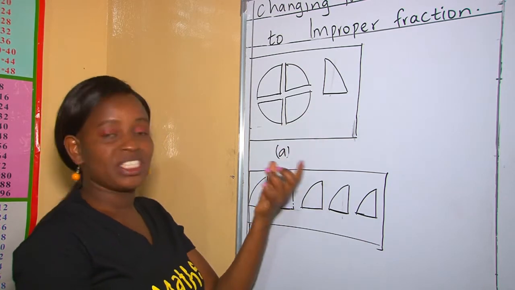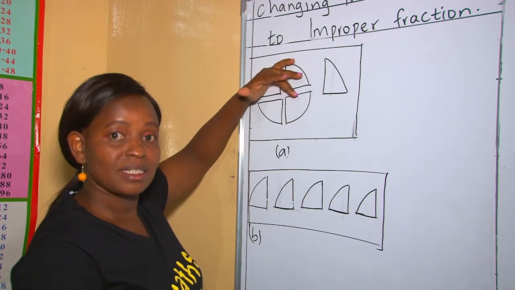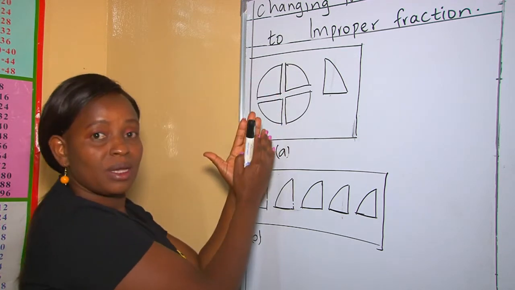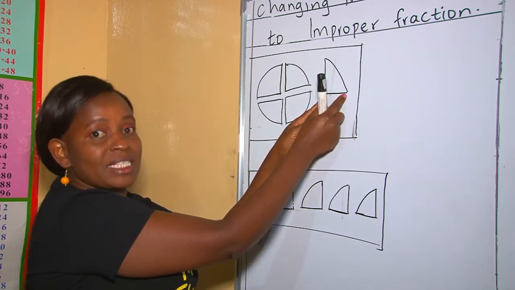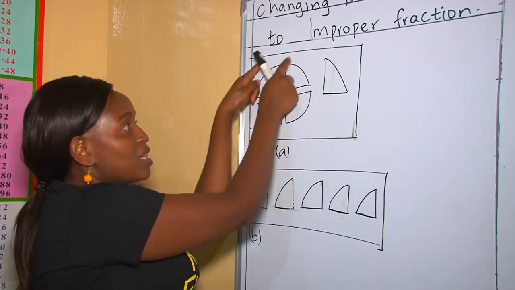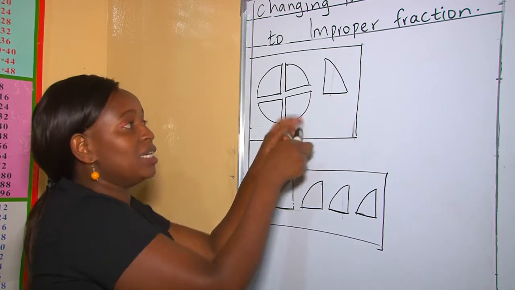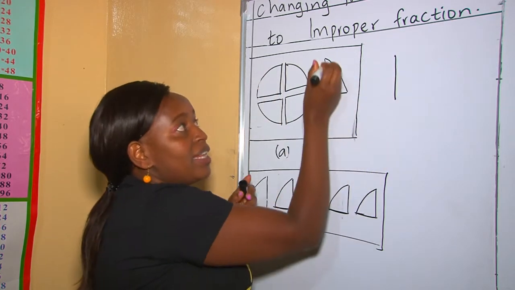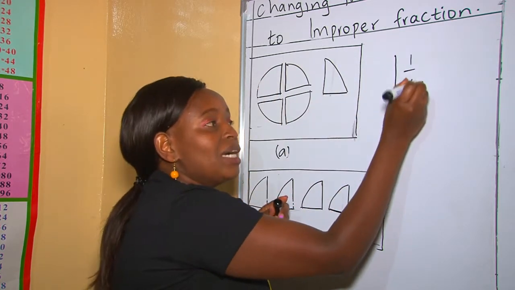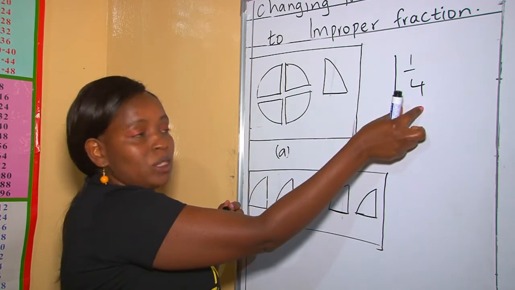To write each as a fraction, there are 4 quarters in one circle. And this is a quarter separately. Therefore, this is a whole and this is a separate quarter. In terms of fraction, this one whole is 1 and this quarter is a quarter. Therefore, this is a mixed fraction, that is 1 and a quarter.